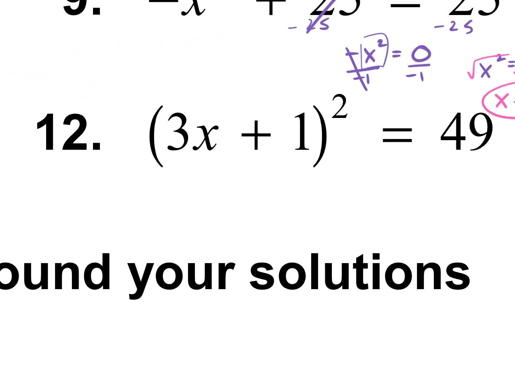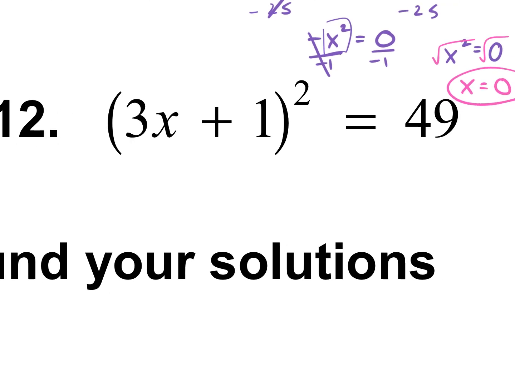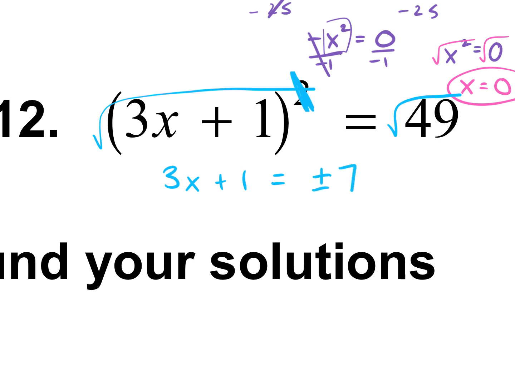All right, let's do number 12. What should we do first? Square root. Awesome. The parentheses squared is already all by itself, so we take the square root of both sides. So it cancels out with the squared. So we have 3x plus 1 is equal to what? Just 7? Positive or negative 7? Because we're taking the square root of both sides, we need that plus or minus.